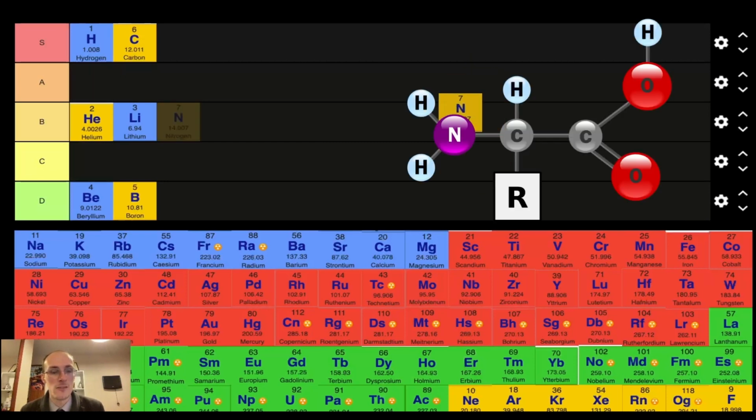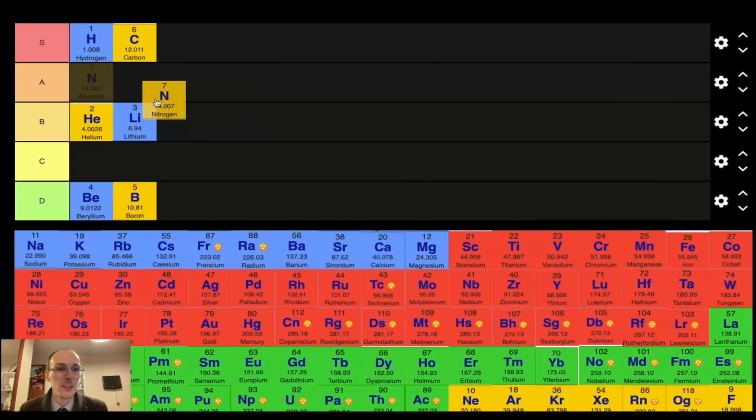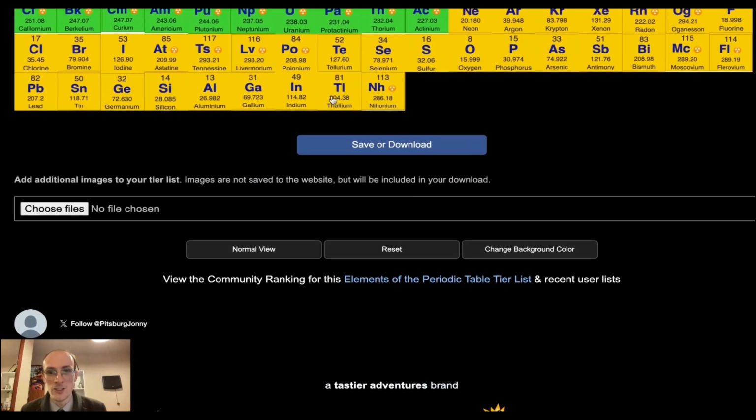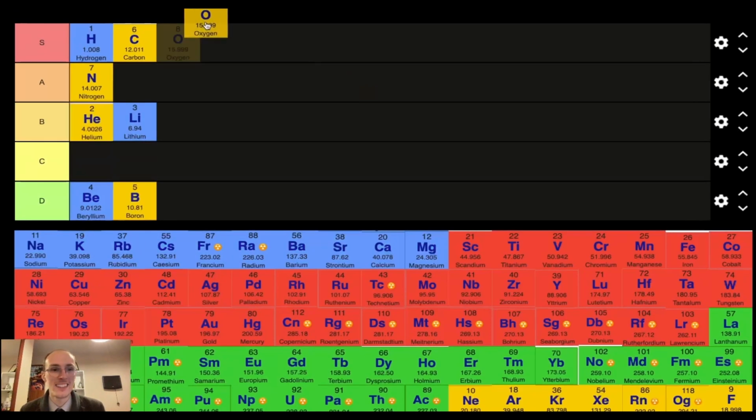There are a lot of nitrogen containing compounds that are vital for life, and most of those are amino acids. They contain carbons and hydrogens, also oxygens. Spoilers, is the next element, but I would say it's not as important as hydrogen and carbon, so nitrogen can go in A. Oxygen, as I said, element number 8, it's going in the S tier.